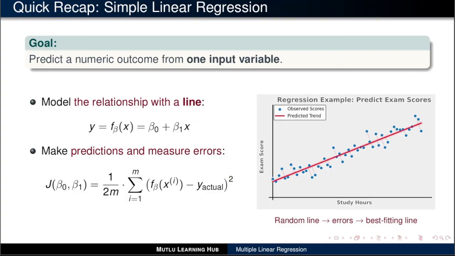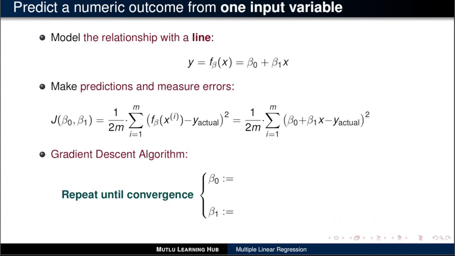through the data. To minimize the cost function, in this case mean squared error, we use gradient descent. The idea is this: we start with initial values for beta 0 and beta 1, and then we repeatedly update them to reduce the error. At each step, we calculate the gradient, which shows the direction of steepest increase of the cost function. But since we want to minimize the cost, we move in the opposite direction of the gradient.